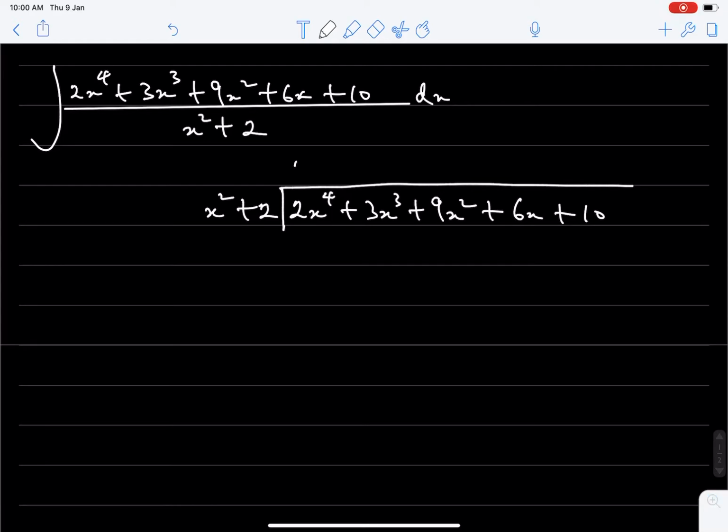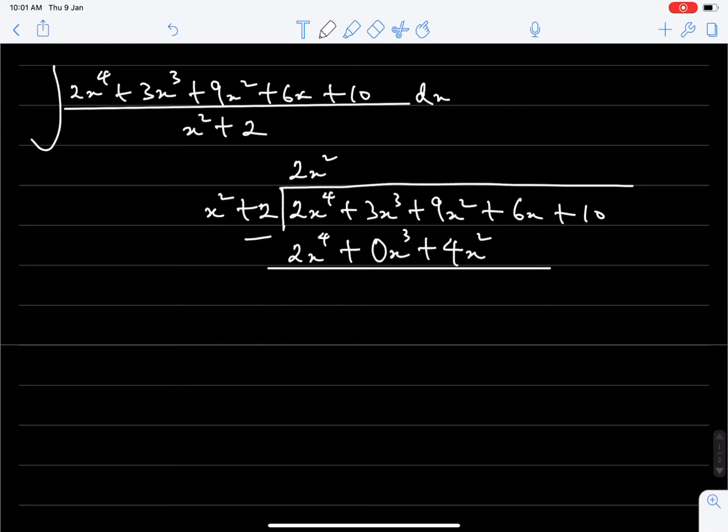2x raised to power 4 divided by x squared is 2x squared. We multiply to have 2x raised to power 4 plus 4x squared. I can see that there's no x cubed term here, so I want to put 0x cubed plus 4x squared just to have a clearer arrangement. Now we subtract. 2x raised to power 4 minus 2x raised to power 4 is 0. 3x cubed minus 0x cubed is 3x cubed. 9x squared minus 4x squared is 5x squared, and then we bring down plus 6x.